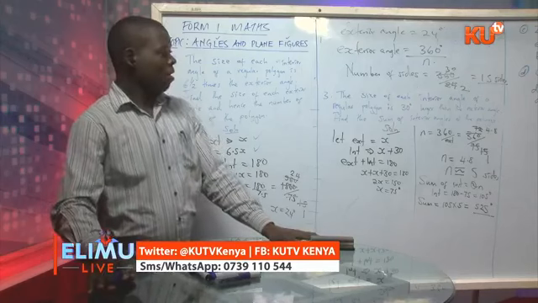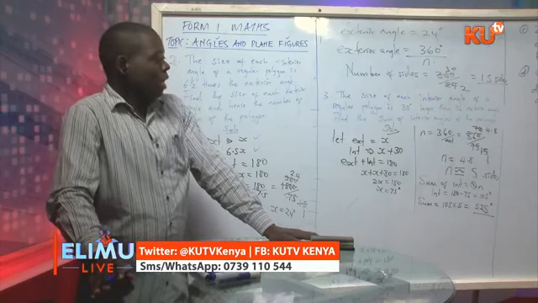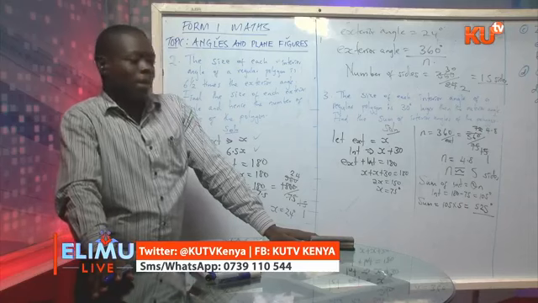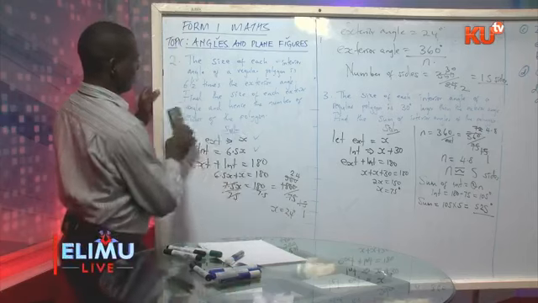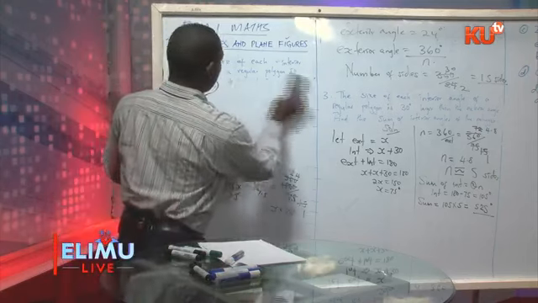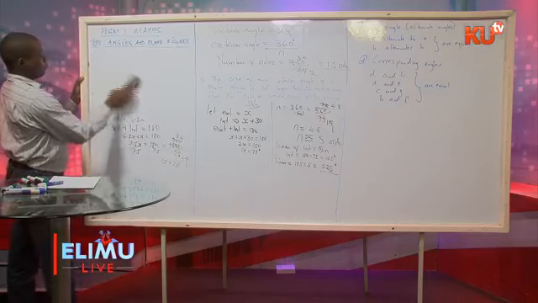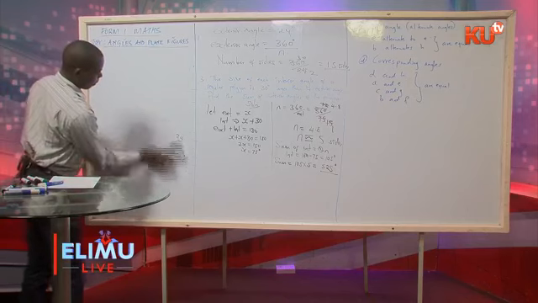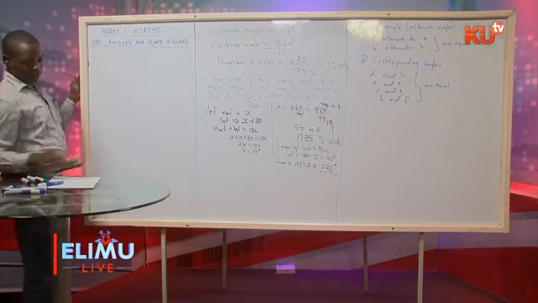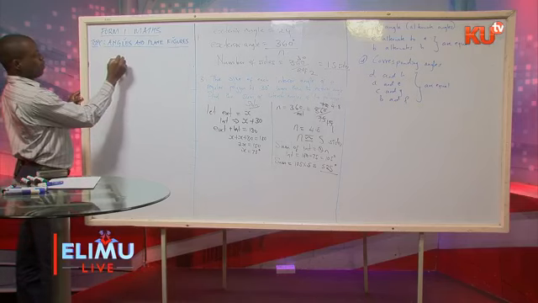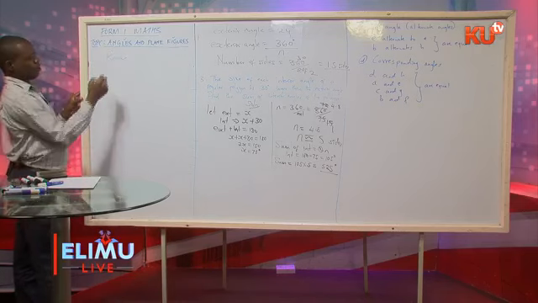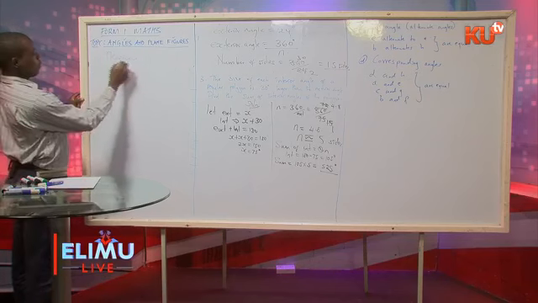So that is what we have to look at in the topic angles and plane figures. So in summary, this is what we've discussed. One, we've discussed what we call angles on a transversal.